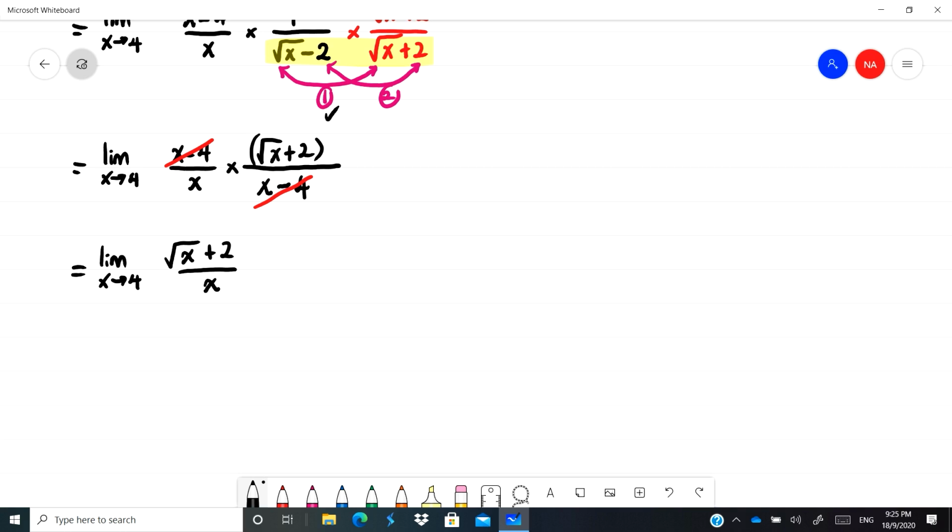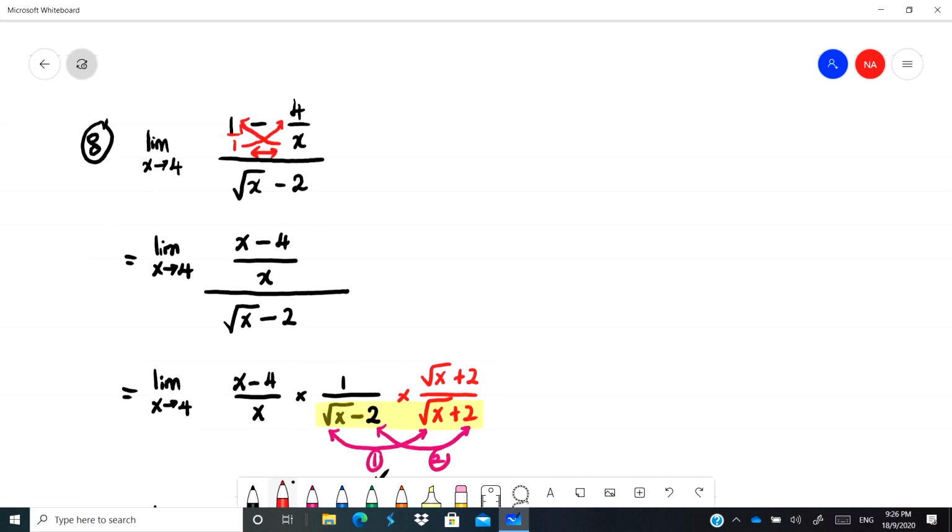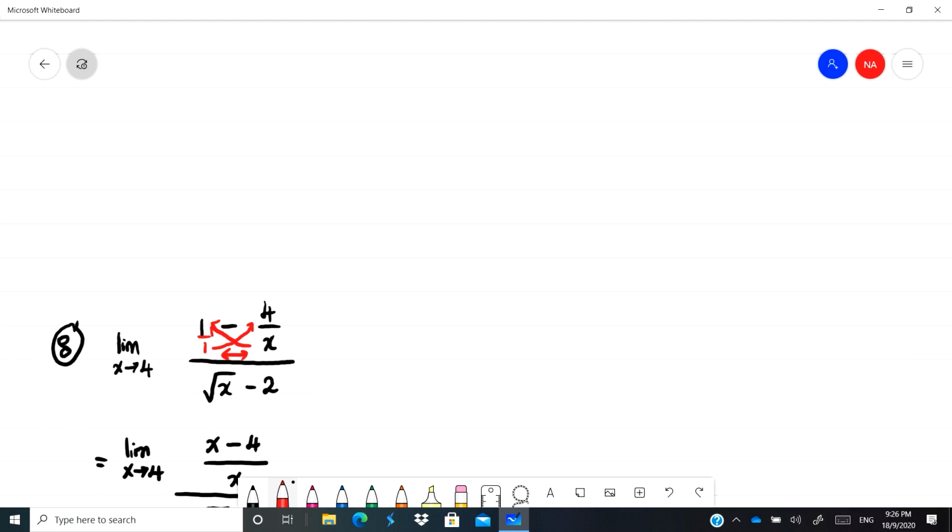So you try to substitute the value of x with 4. We don't have this term anymore in the next step, because we substitute the value of x with 4. So square root 4 plus 2 over 4. So this would be 2 plus 2 over 4. This is actually 4 over 4, and the final answer would be 1. So that's the end of this conjugate. I gave you 8 examples here, so I hope you can catch up with the method of solving the 0 over 0 case of limit using the conjugate.